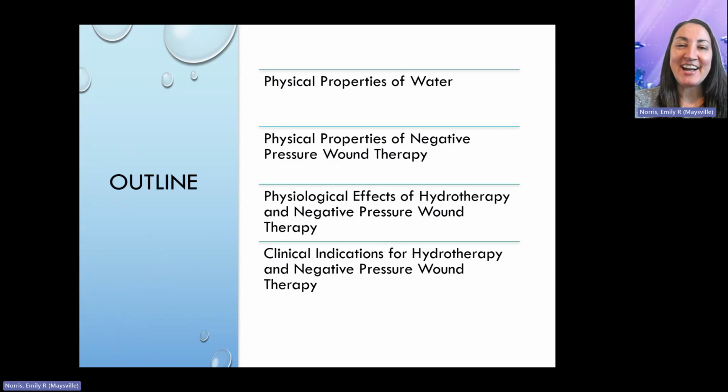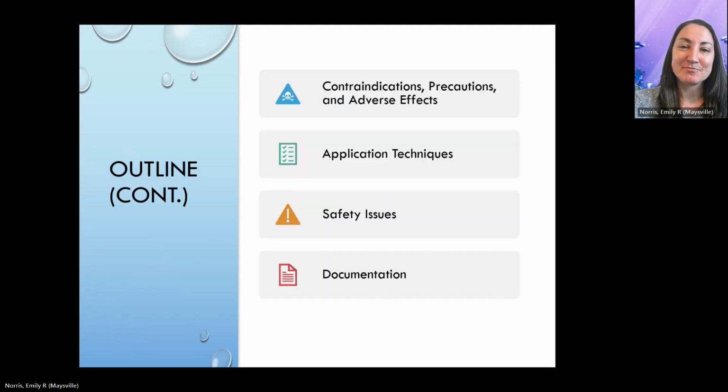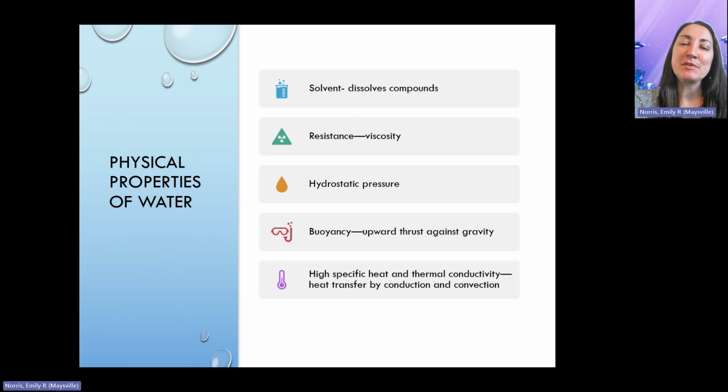So here is our outline for today. Some of the properties of water. It is a solvent, which means it dissolves other compounds. It has resistance, hydrostatic pressure, and buoyancy, which we will cover in a minute. And there's a high specific heat and thermal conductivity. So the heat transfer is by conduction and by convection.